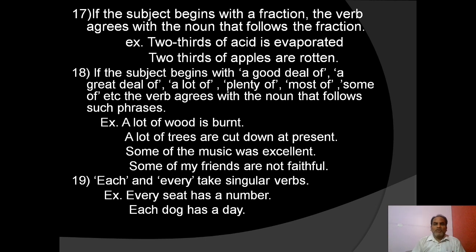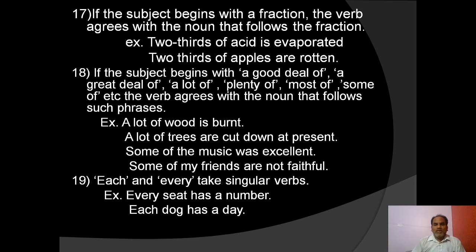So another situation is there. Let us discuss next. If the subject begins with a great deal of, a good deal of, a lot of, plenty of, most of, some of, etc., the verb agrees with the noun that follows such phrases. A lot of wood is burnt. So the singular verb "is" is used for wood, not for a lot of. A lot of trees are cut down at present. The verb here is "are," used for trees.